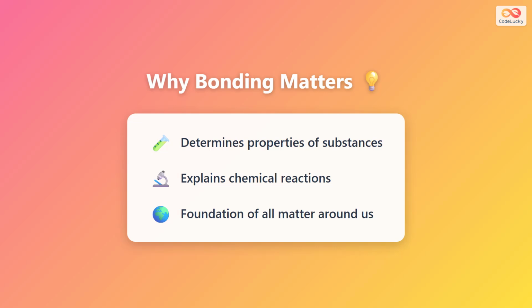Understanding chemical bonding is incredibly important for several reasons. First, bonding determines the properties of substances. Whether something is hard or soft, conductive or insulating, depends on how its atoms are bonded. Second, bonding explains chemical reactions. When substances react, bonds break and new bonds form. Finally, bonding is the foundation of all matter around us. Everything in the universe is held together by chemical bonds.